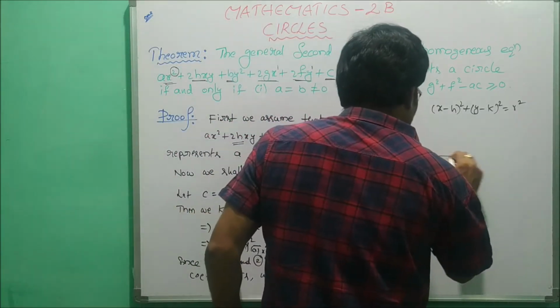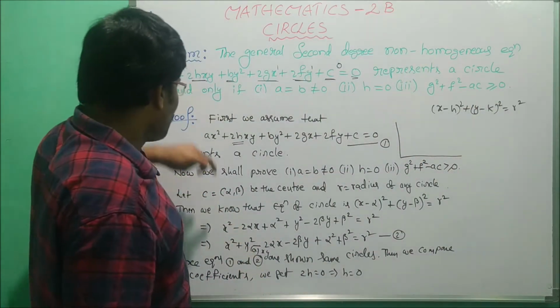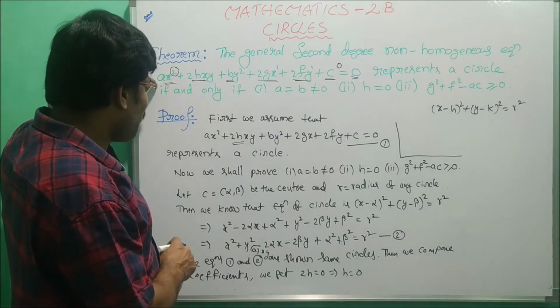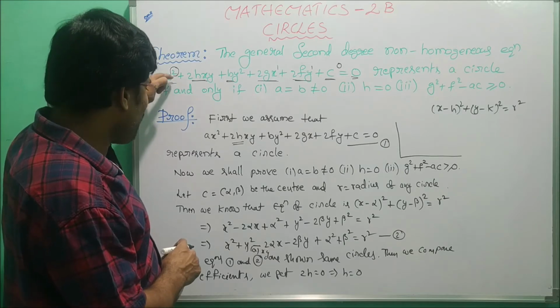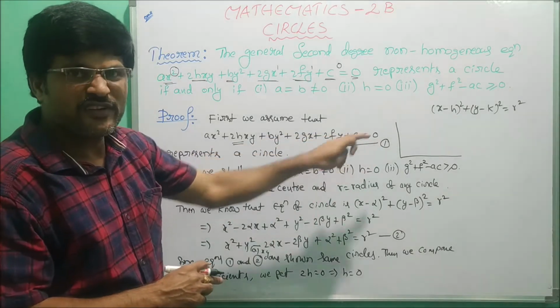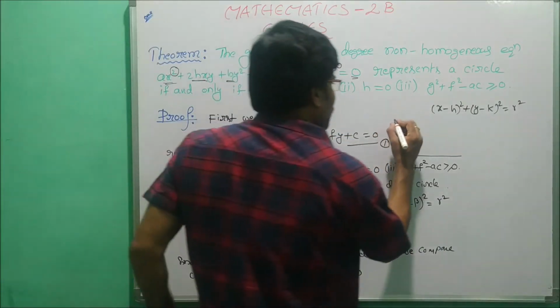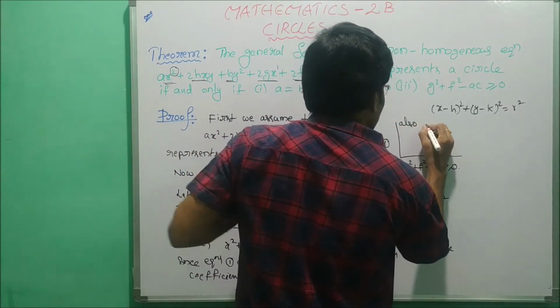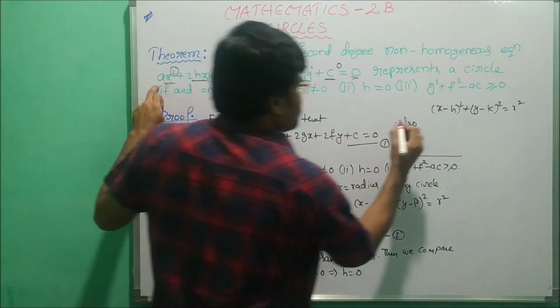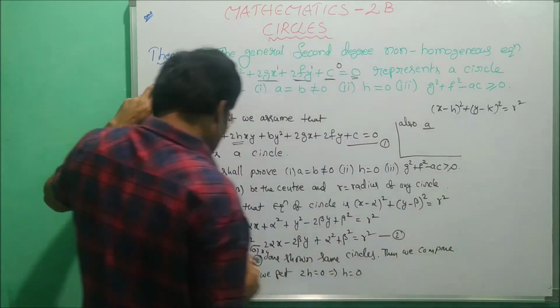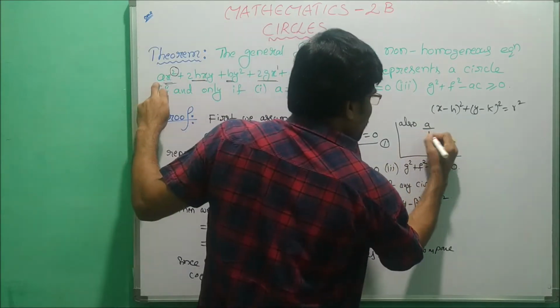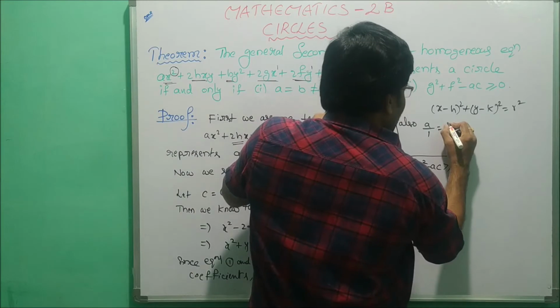Similarly, here we observe that we take the ratios of the coefficients of x square of both equation 1 and 2. Here the x square coefficient is a, and in equation 2 the x square coefficient is 1, so a by 1 equals to b by 1.